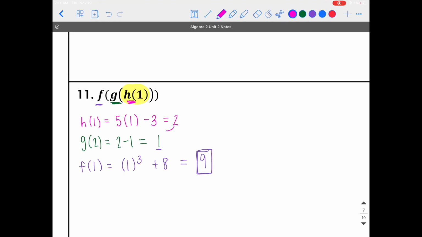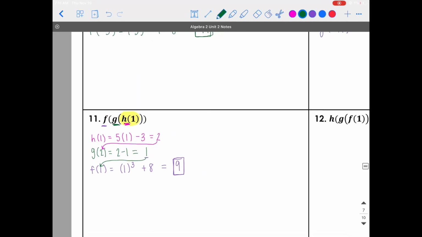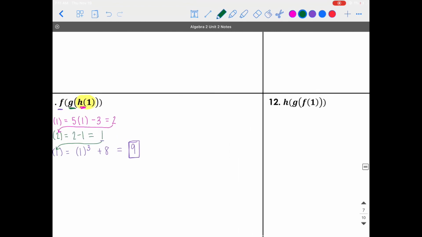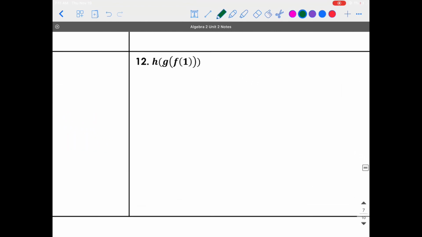So notice how each time my answer, I used that in the next problem. That's what composition of functions is. All right, last one. Notice we still are using our middle number is 1, but our letters are rearranged. So I'm going to start with the inside. So I'm going to do f of 1. That's 1 cubed plus 8, which is 9.